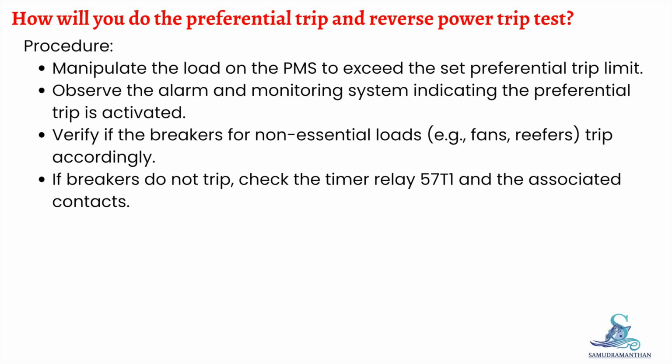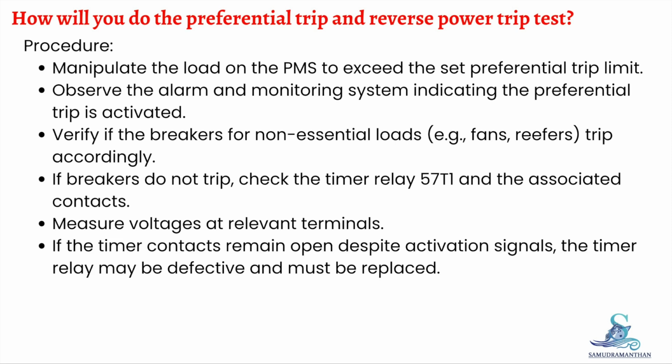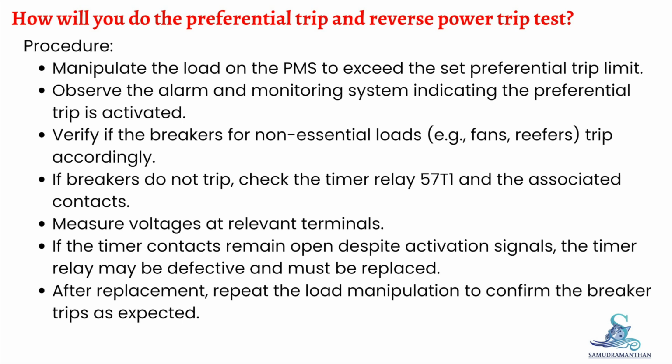If breakers do not trip, check the timer relay and the associated contacts. Measure voltages at relevant terminals. If the timer contacts remain open despite activation signals, the timer relay may be defective and must be replaced. After replacement, repeat the load manipulation to confirm the breaker trips as expected.